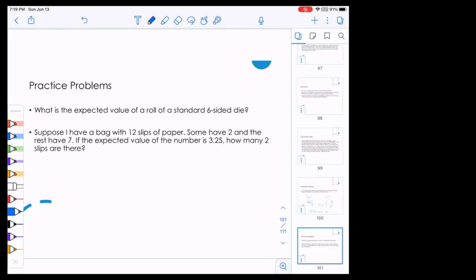Basically, the second question tells you the expected value, and you're supposed to find the weight of the twos and the weight of the sevens. So, how many sevens are there compared to twos?